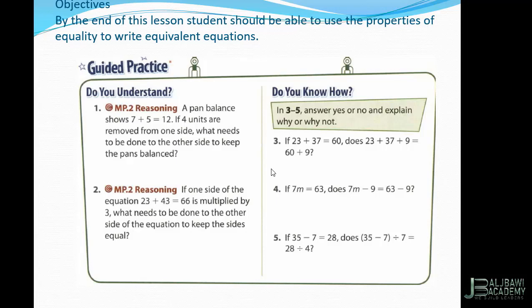In number 5, we have 35 minus 7 equals 28. It's a correct equation. Does 35 minus 7 divided by 7 equal 28 divided by 4? We divide both sides, but not by the same number. So it's not. Number 1: a pan balance shows 7 plus 5 equals 12. If 4 units are removed from one side, what needs to be done to the other side to keep the pan balanced? To keep the equation correct, what happened to the first side should be done to the second side. Because we removed 4 units from the first side, we need to remove 4 units from the second side.